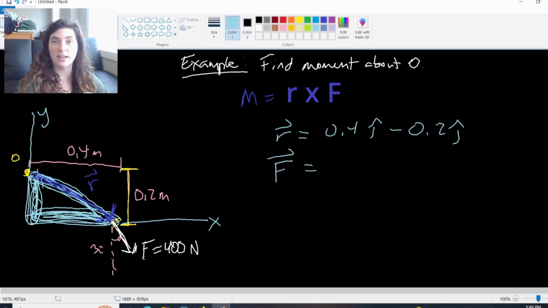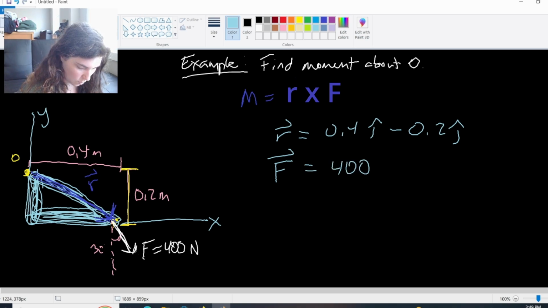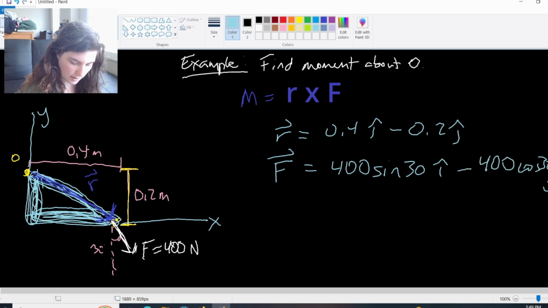And the same with my force. When I'm setting up these vectors, it's just like we were doing weeks ago, right? Setting up the force vectors and the position vectors, you do want the correct signs. So my force vector here is going to be 400 sine 30 i hat minus 400 cosine 30 j hat. And those are my two vectors.